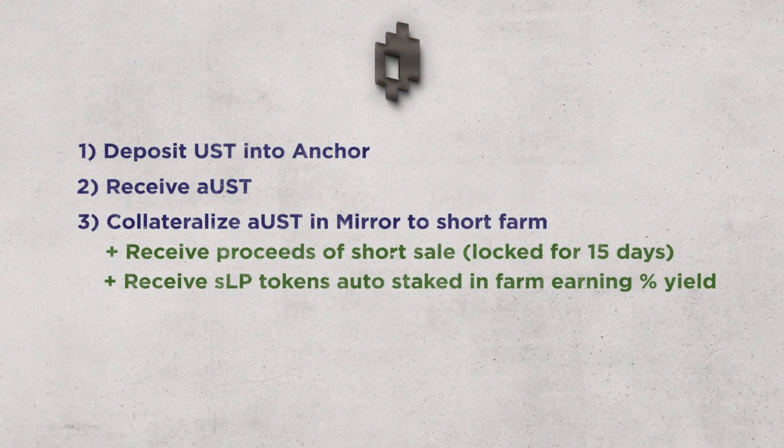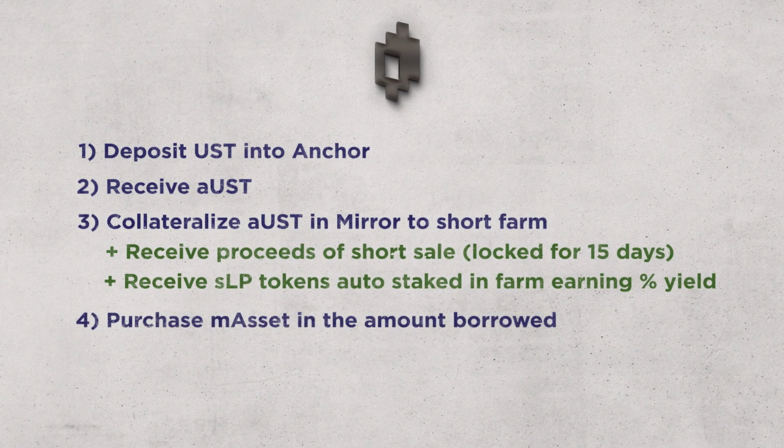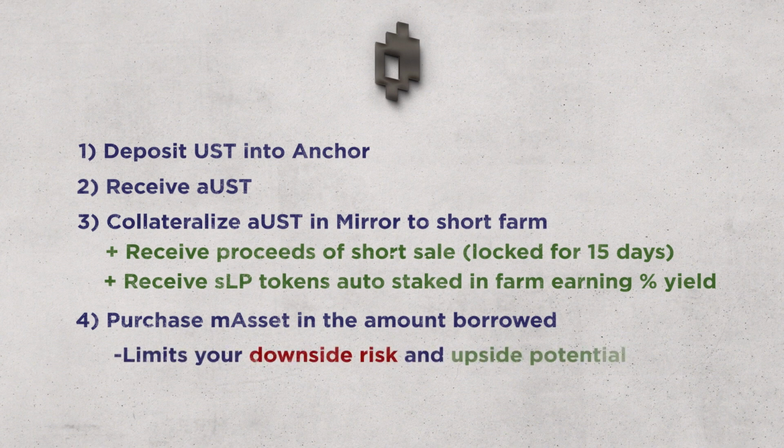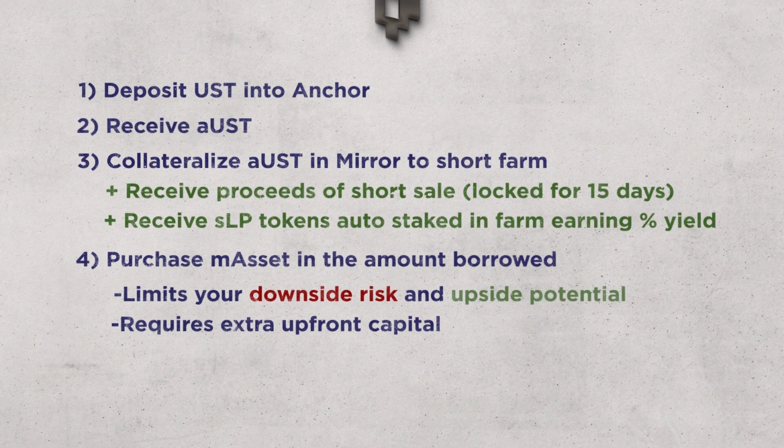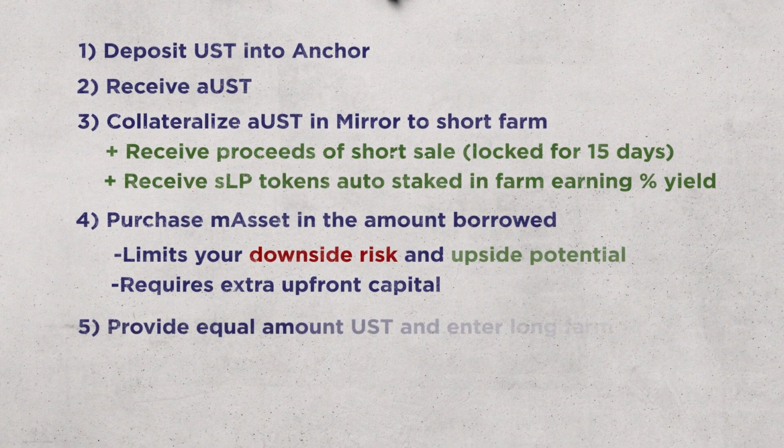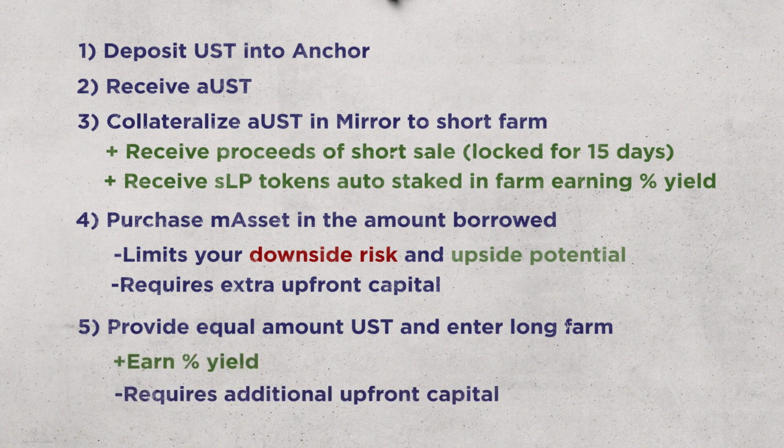All right, just a quick review. After entering the short farm, we then purchased the M asset in the amount borrowed. We've limited our downside risk, but also capped our upside potential. It also requires additional capital as we opted to purchase the shares immediately rather than waiting to use our locked up UST, which you can also do. Next, we provided equal amounts of UST and entered a long farm, which puts our capital to work but also requires even more capital up front.